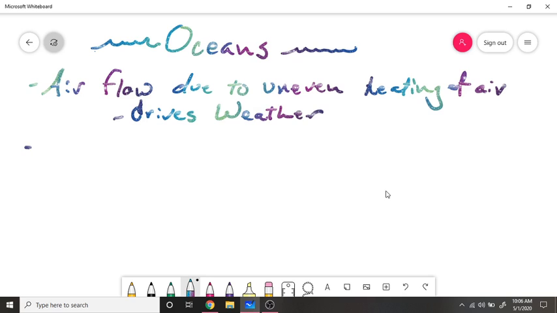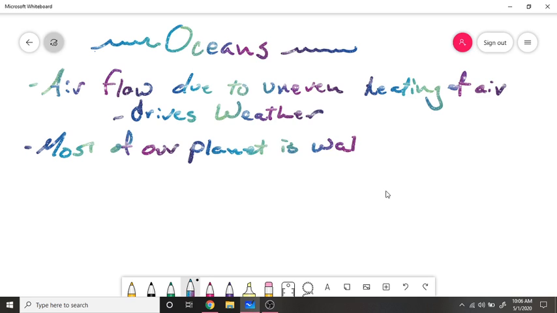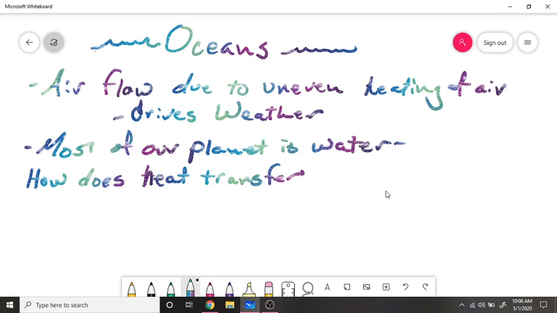However, only about 1/4 of our planet is land. Most of our planet is water, about 3/4. And I would like you guys to think about how heat transfer over water affects our global and local weather?